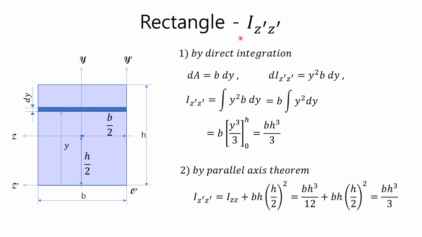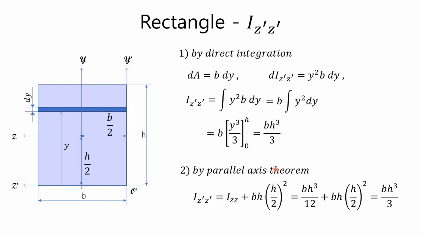Now, let's calculate the second moment of area, Iz prime, for a rectangle in two ways. The first way is to calculate it by direct integration. dA is b dy, dIz prime is y squared b dy. Finally, we have b h cubed over 3.